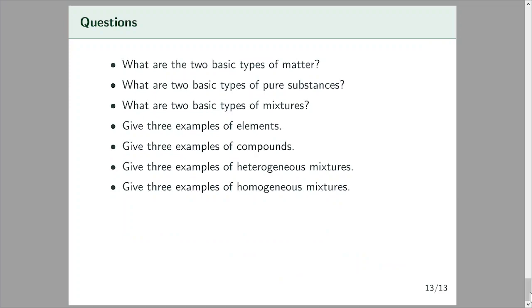What are two basic types of matter? What are two basic types of pure substances? What are two basic types of mixtures? Give three examples of elements, of compounds, of heterogeneous mixtures, and of homogeneous mixtures.